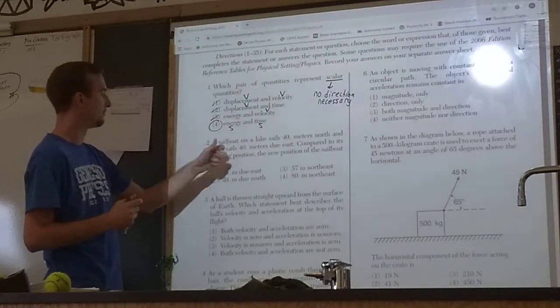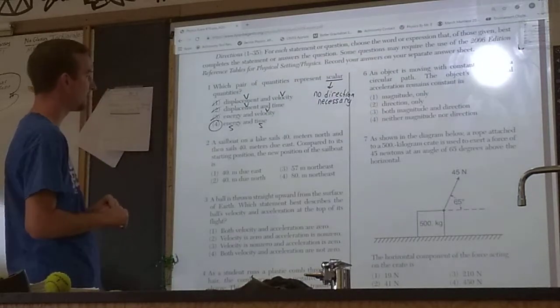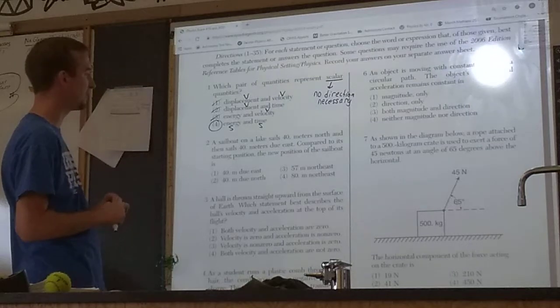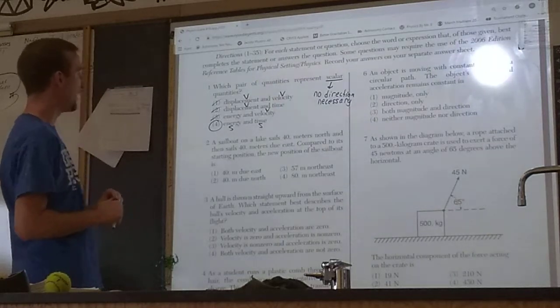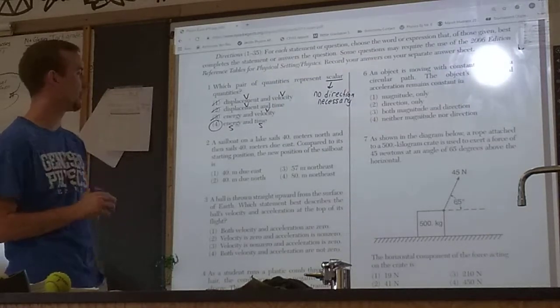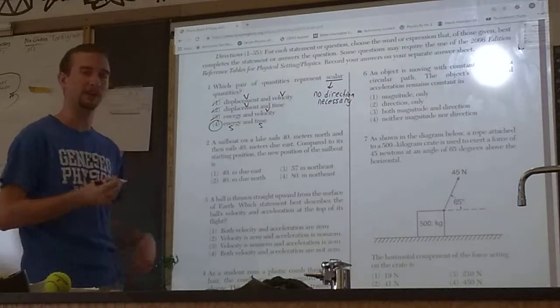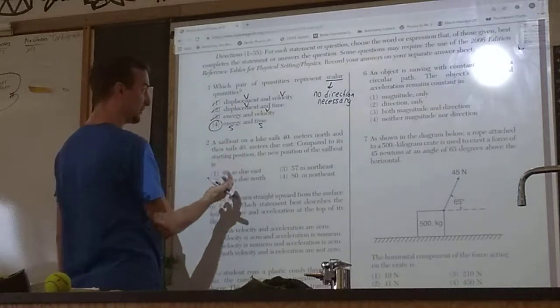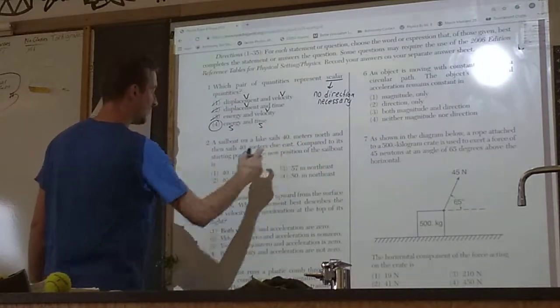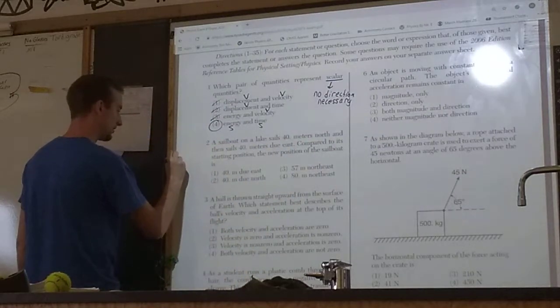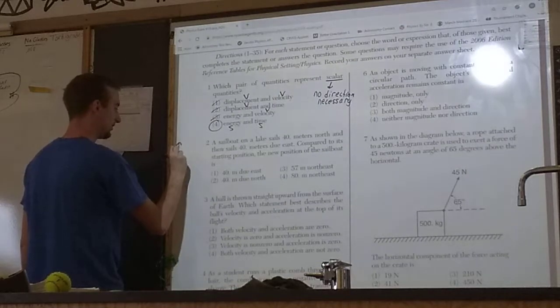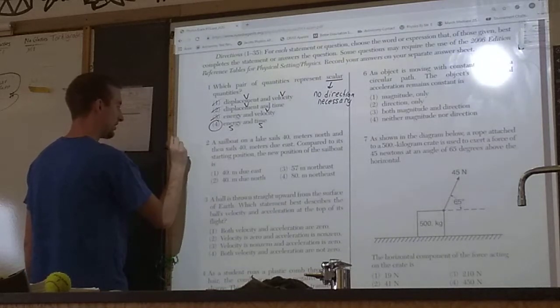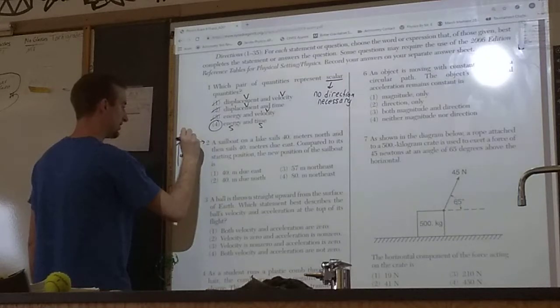Question number 2. A sailboat on a lake sails 40 meters north and then sails 40 meters due east. Compared to its starting position, the new position of the sailboat is. This is another vector question. They're getting at more of the mathematical treatment of vectors. Let's map out what this sailboat does. Sails 40 meters north, then sails 40 meters due east. We'll say that this is 40 meters north. Here's 40 meters east.